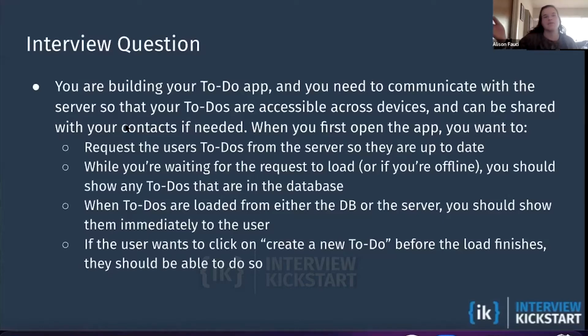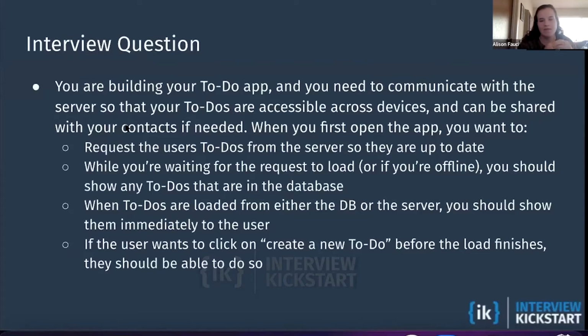And also because if you have that feature we were talking about with content providers where you're sharing data, or sharing a to-do with another person, you want to be able to sync with that. So the feature you're trying to develop is that when you first open the app, you want to request the user's to-dos from the server so they're up to date. While you're waiting for those to-dos to return, you also want to be looking at if there's any to-dos already in the database so you can load them. Say you're offline and the network request never comes back, you want to have something to show the user if you have anything in your database. So you want to be looking at that.